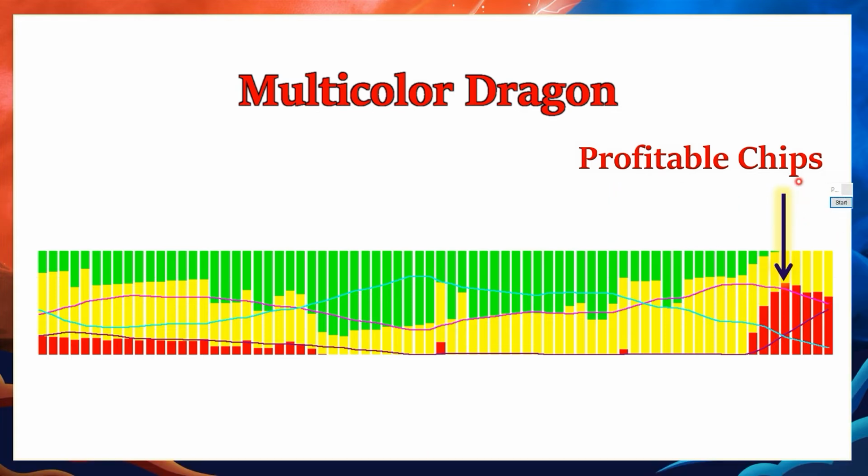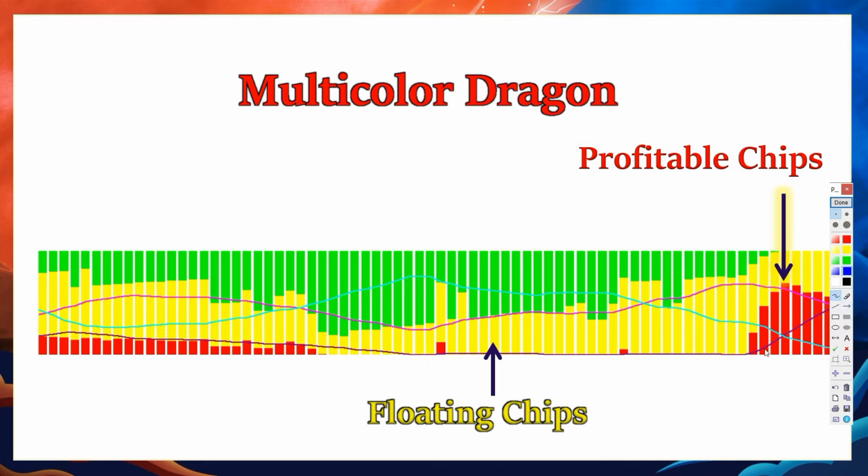The second color is yellow. The yellow color represents floating chips. Now, they are also companies in the market. It is hot money. They are also organizations that can push the stock, but they are not as rich or powerful as profitable chips. The red color is the most powerful, but the yellow color is second.